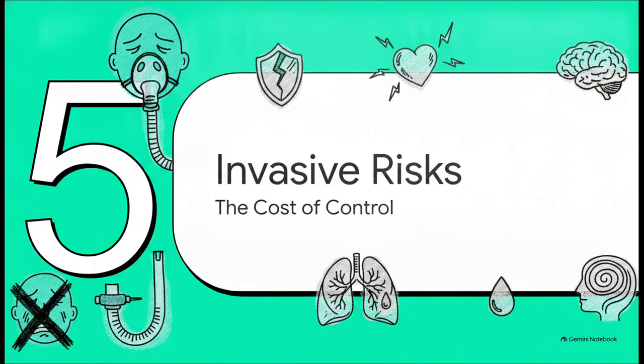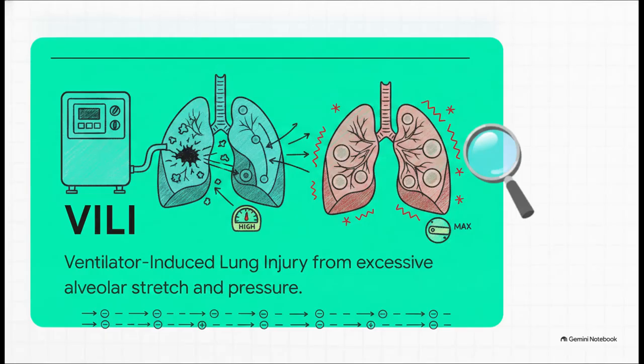Which leads us to the other side of the coin, the cost of definitive control. When NIV is contraindicated or when it fails, we have to intubate. Yes, invasive ventilation gives us total control of the airway and gas exchange, but it brings serious, life-threatening complications that you have to constantly manage. The big one is ventilator-induced lung injury, or VILI.